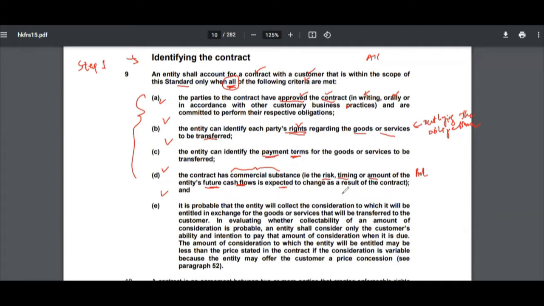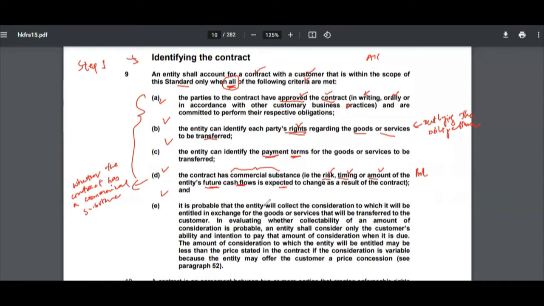And examiners can ask you whether the contract has commercial substance. This could be a question in itself, right? They can ask you this question, and then you would have to evaluate the commercial substance by looking at the case, while evaluating the risk, timing, or amount, right? So this is the impact on the entity's future cash flows. If there is, then the contract has commercial substance.